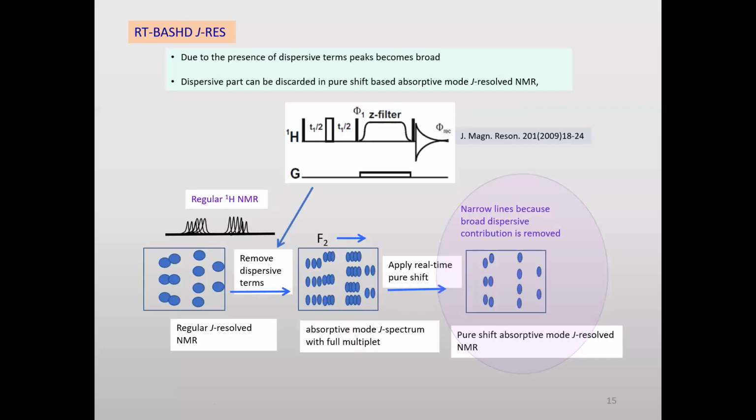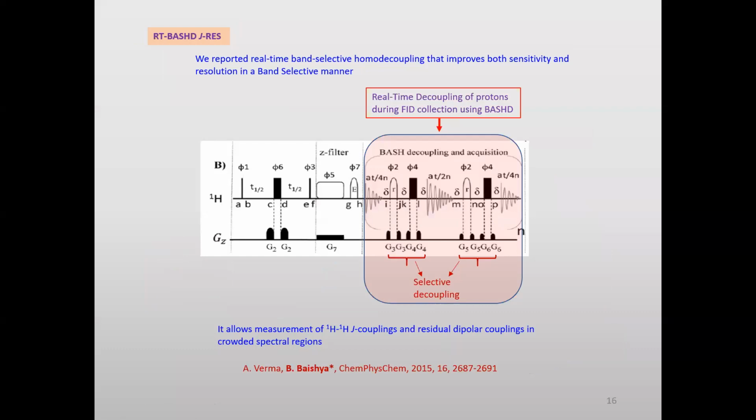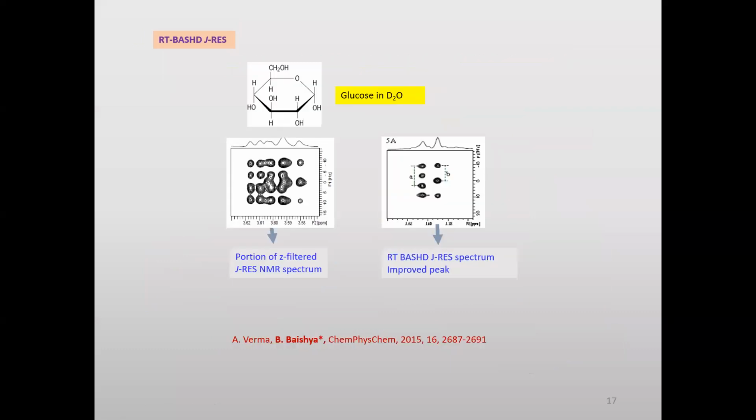Next slide. So you can see the FID is periodically interrupted by the application of the band selective homodecoupling block, and the indirect dimension is the Z filter Z-resolved pulse sequence. Next. So using this, we can get a very nice, well-resolved spectrum.